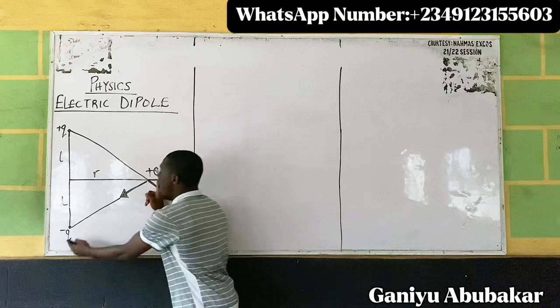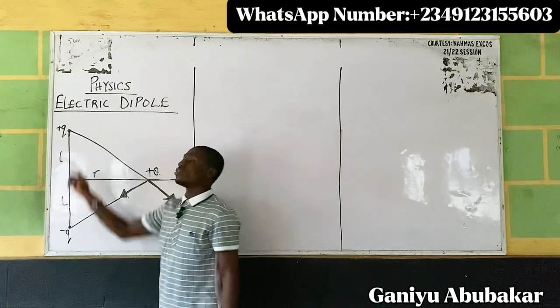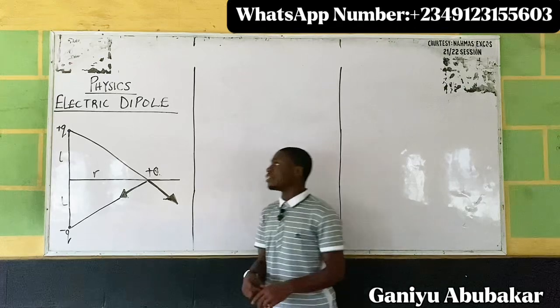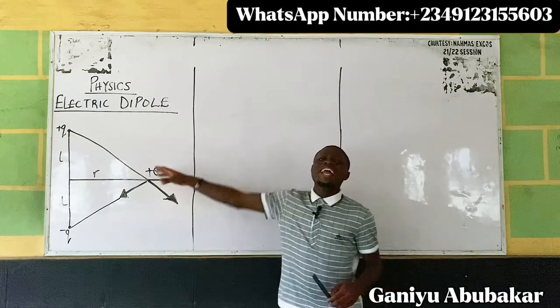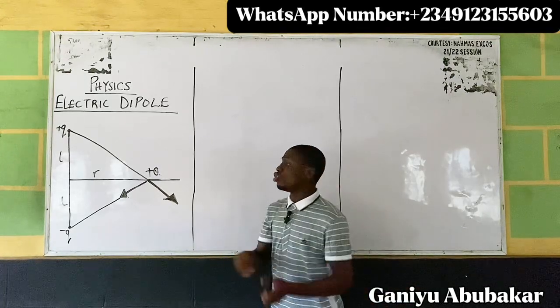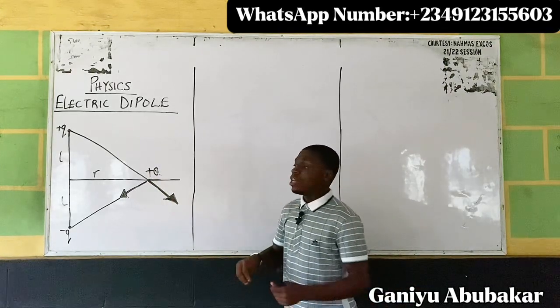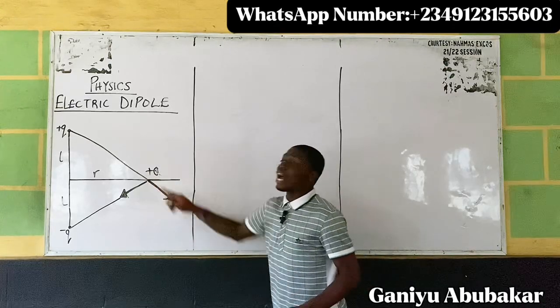So these two are attracting. I have the arrow here. This one shows what? A repulsion. That's the concept behind electrical dipole. At this junction here, let's say we have to find the resultant force on the positive charge Q. Let's say we have to find the resultant force on the plus Q charge.